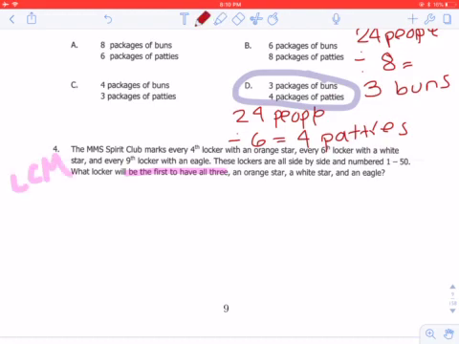And I do notice there's 3 numbers in there. There's 4, 6, and 9. They're putting an orange star in every 4th locker, a white star in every 6th locker, and the 9th locker gets an eagle. So LCM of all 3 numbers.